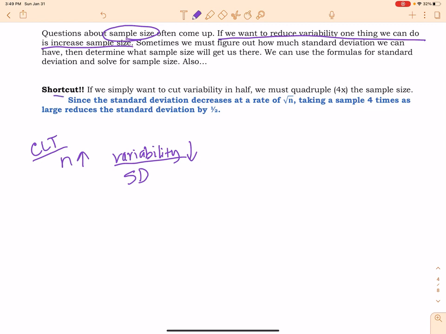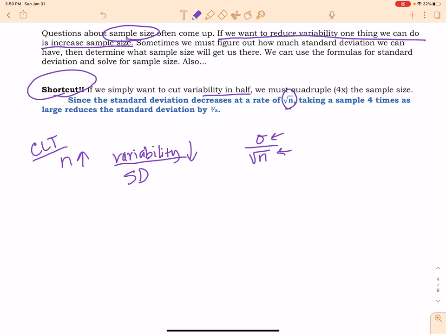So there is a shortcut. If you just want to cut your variability in half, let's say, all you have to do is quadruple your sample size. Let me show you why. So look at this right here. Since your standard deviation decreases at a rate of the square root of n, remember, that's our formula, so the standard deviation, we're dividing it by the square root of n. So if we want to take a sample 4 times as large, it reduces your standard deviation by half.